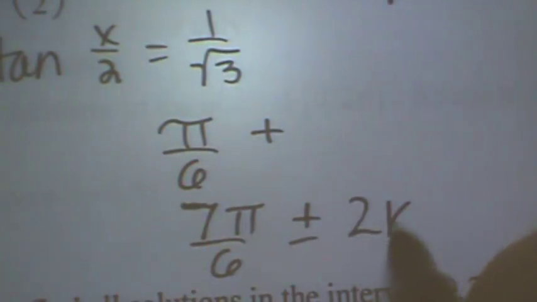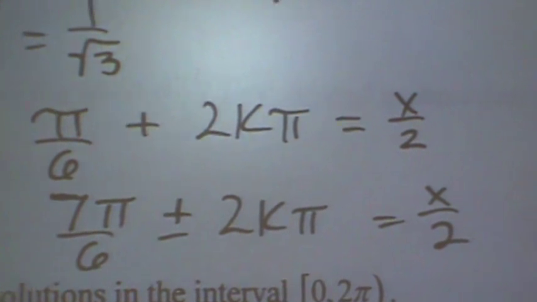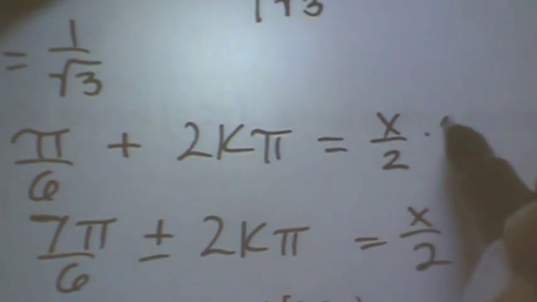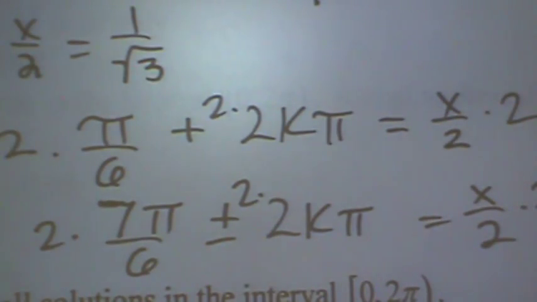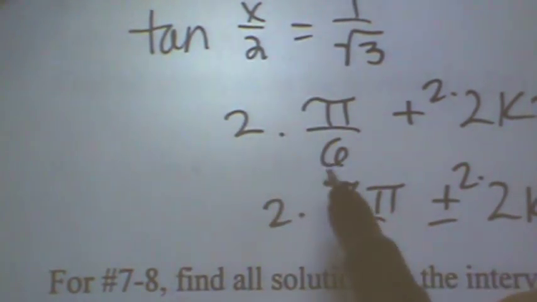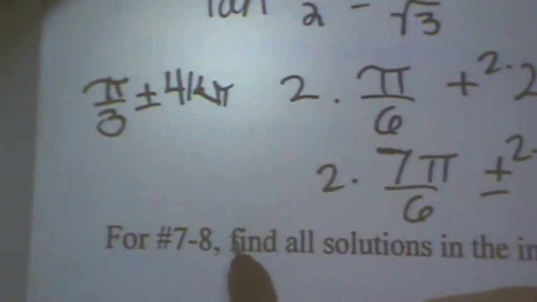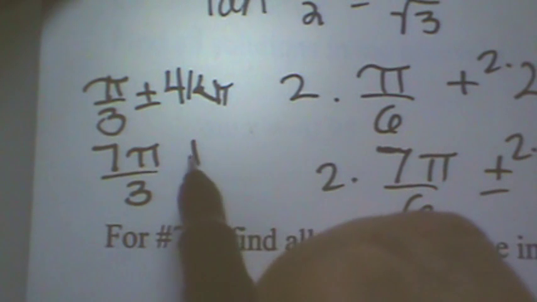Now, if you want to do it the long way, add 2k pi and then set this equal to x over 2. You can do that, and then multiply each of these by 2. So what are your two answers? Pi over 3 plus 4k pi, and what else? I got 7 pi over 3 plus 4k pi.